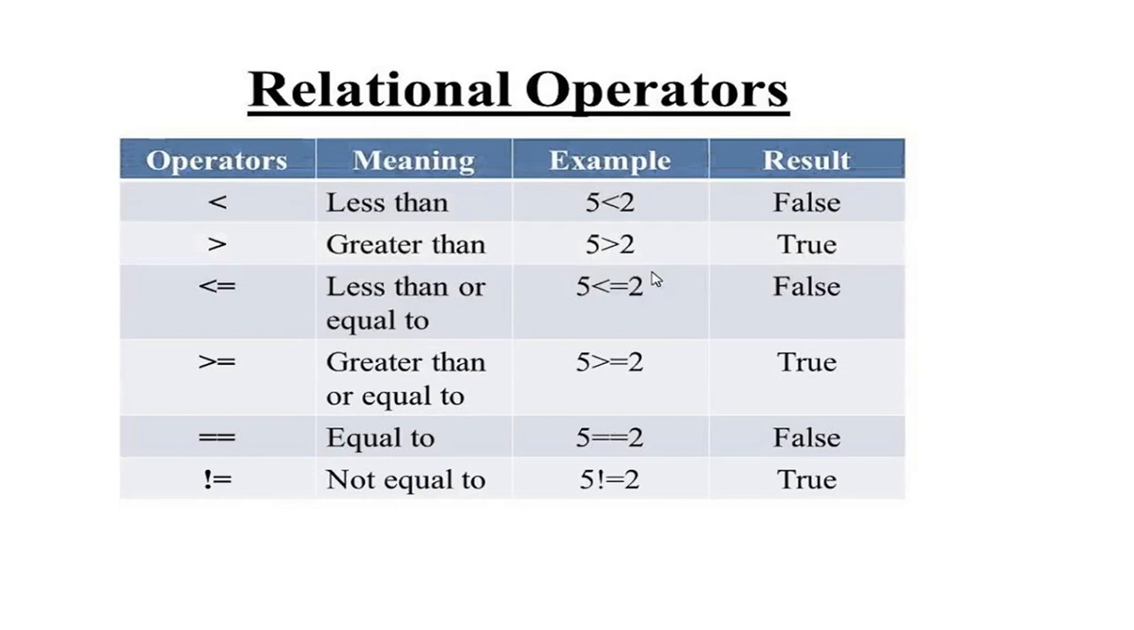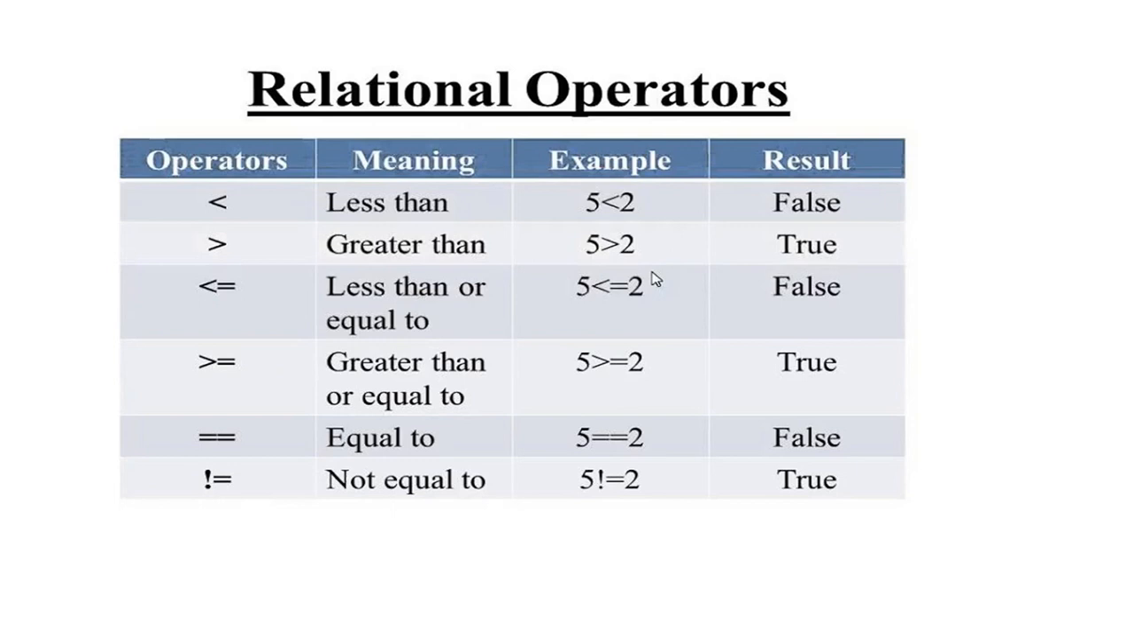A has a value of 5, B has a value of 6 or 5. It checks whether A equals B. It means A has the same value as B, A has the value which is contained in B. If both are the same, it returns true. Otherwise, it returns false or 0 value.